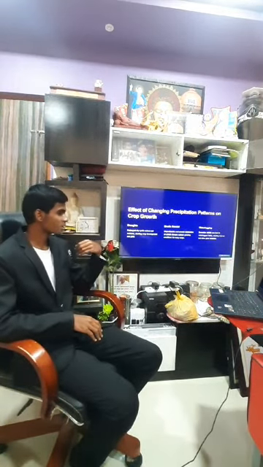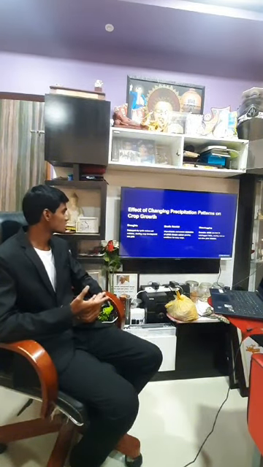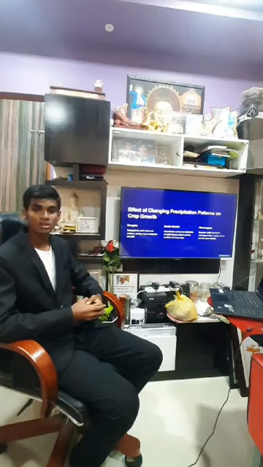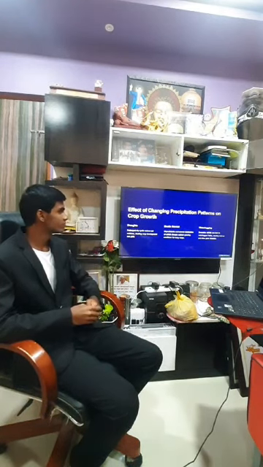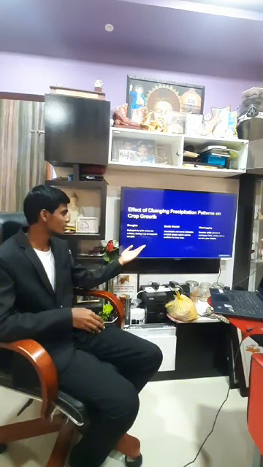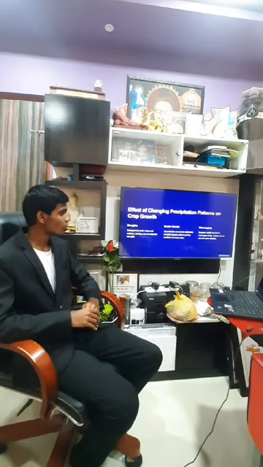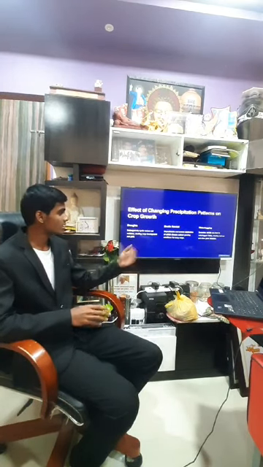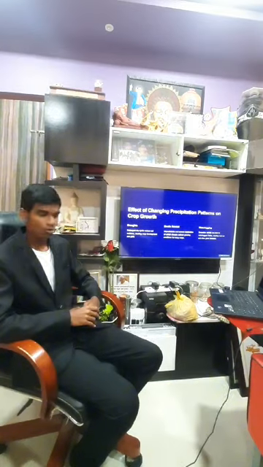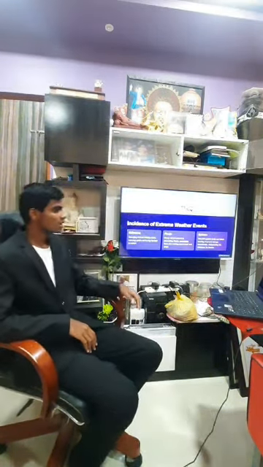Effect of changing precipitation patterns on crop growth. Droughts. Prolonged dry spells reduce soil moisture, stunting crop development and yield. Erratic rainfall. Unpredictable and uneven distribution of rainfall disrupts optimal growing pattern for many crops. Waterlogging. Excessive rainfall can lead to waterlogged fields, causing root rot and other plant diseases. Moving on to the next slide.